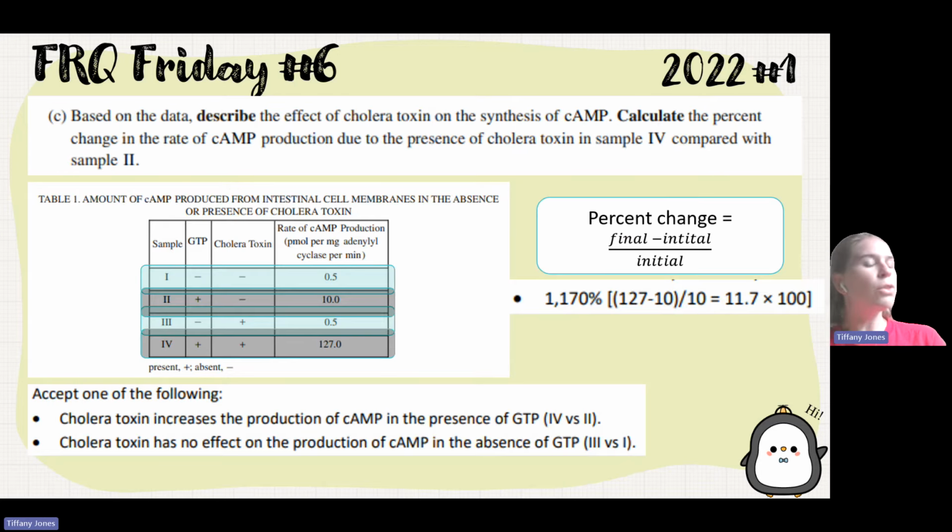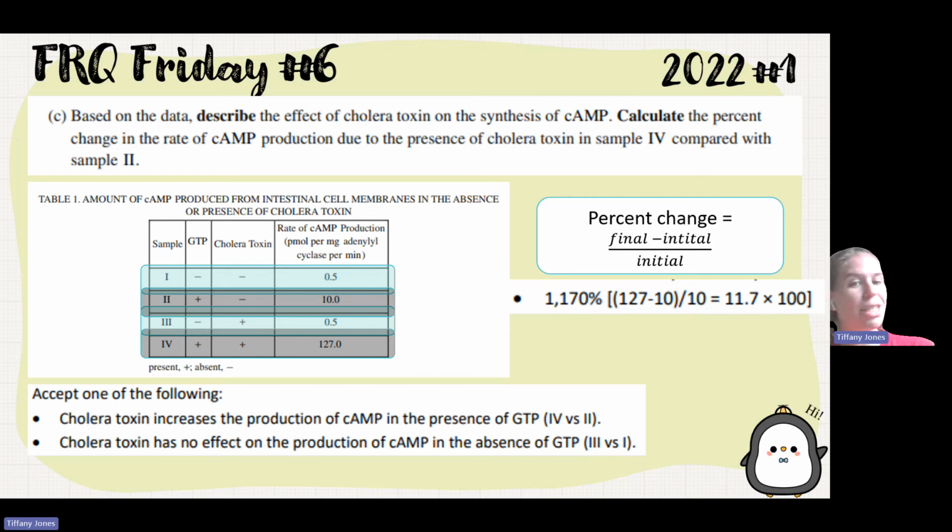So part C: based on the data, describe the effect of cholera toxin on the synthesis of cyclic AMP. So if I look at my chart, I can see that when there was no GTP and no cholera versus no GTP and cholera, then there was no effect. So there is no effect of cholera in the absence of GTP. But if I look here where GTP is present, again, no cholera versus cholera, I see that there is an increase in cyclic AMP production. So you had to spell it out for the readers.